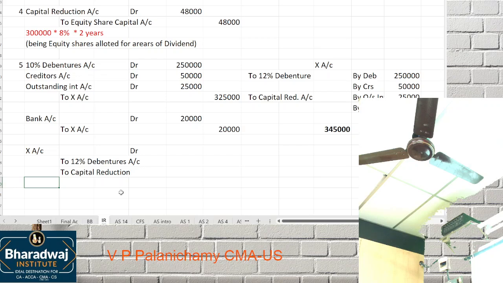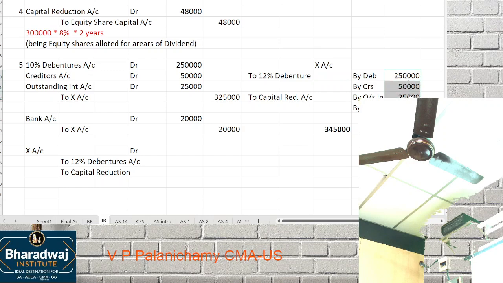How much will be 12% debentures? How much will be capital reduction? 3,45,000 into 50%. 1 lakh? Correct. Sorry. This old amount due, 50% waived.